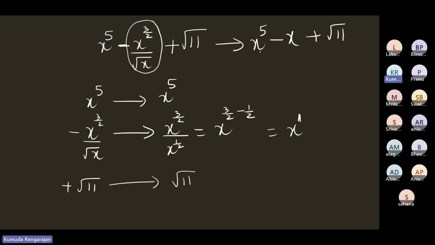Now look at the terms. 1, 2, 3 terms. x is the variable, its power is 5. x is the variable, its power is 1. So we see that the power of x in the first term and the second term, both are whole numbers, 5 and 1. We are not concerned about root 11. Only the variables. x is the variable and powers 5 and 1, whole numbers. So this one is a polynomial. And now you can say it is a trinomial.